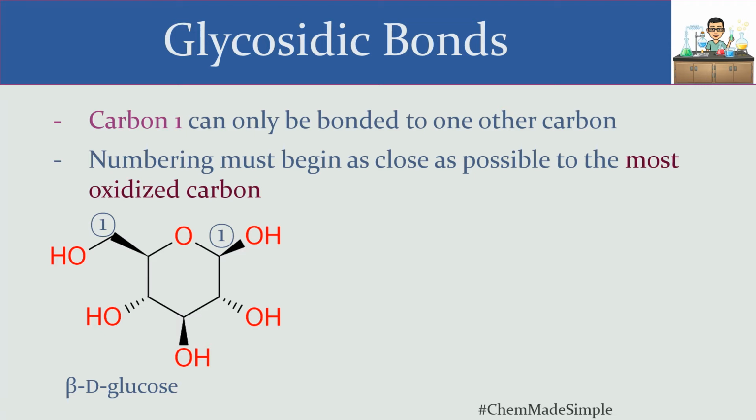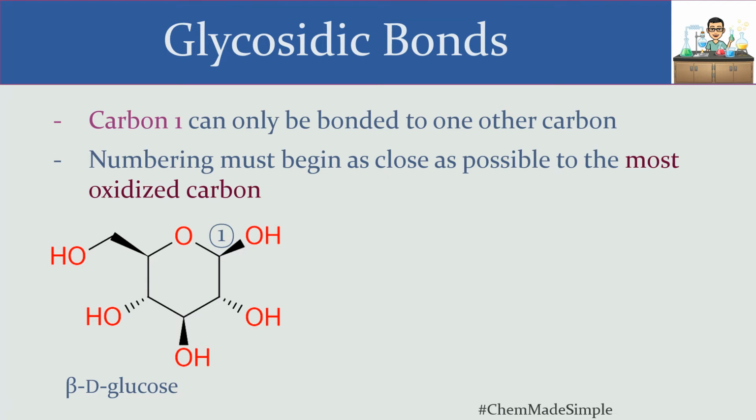Any other carbon in this molecule is bonded to at least 2 other carbons. So where am I going to begin my chain? I need to start as close as possible to the most oxidized carbon, and that most oxidized carbon is this one right here. It is the only carbon that's bonded to oxygen twice. If you take a close look at any of the other carbons in this molecule, none is bonded to oxygen more than once. That makes it the most oxidized carbon. I need to start my chain as close as possible to that carbon, so that is going to be carbon number 1 and not the one on the left.